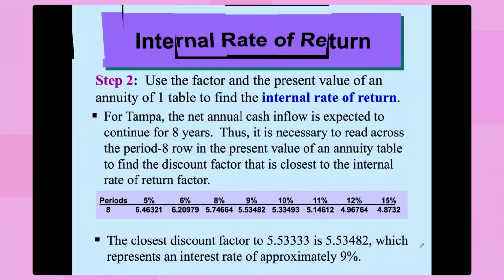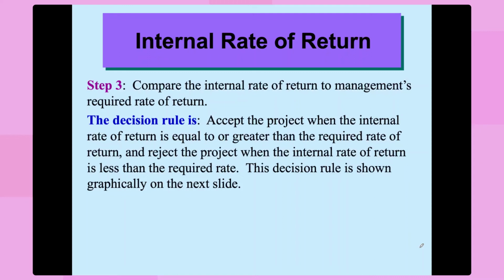Alright. So, what would be the decision rule here? You will compare the IRR with your cost of capital. The IRR should be more than your cost of capital in order for the project to be acceptable. Okay? Alright.